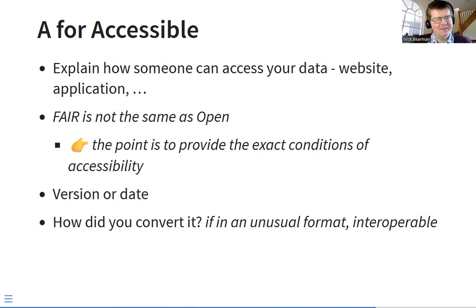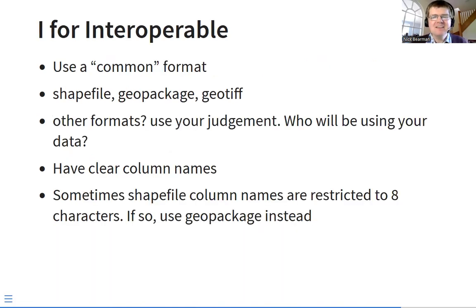And the other element of accessible is, did you need to convert it? What format did it come in? So if it's an unusual format, how do you document that? And that kind of leads us into Interoperable as well. So it's really recommended to use a common format. So what is a common format? Well, it depends. There's nothing specifically specified. It's what we might call a community standard. So for GIS data, I would say that's probably a shapefile, a geopackage, or a geotiff. Those would be the 3 most common formats, depending on what data you're working with.